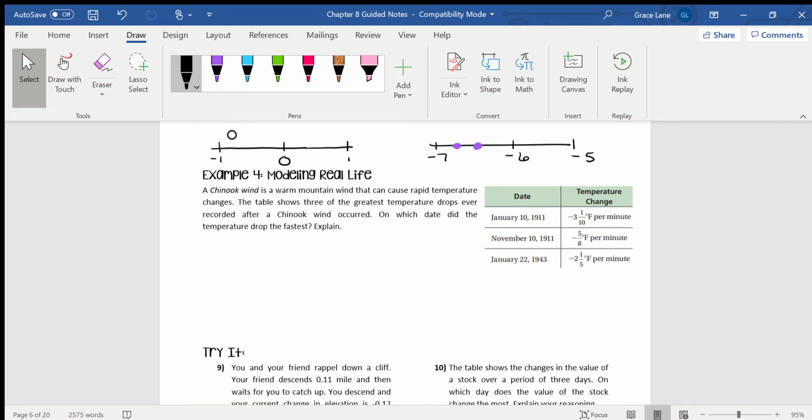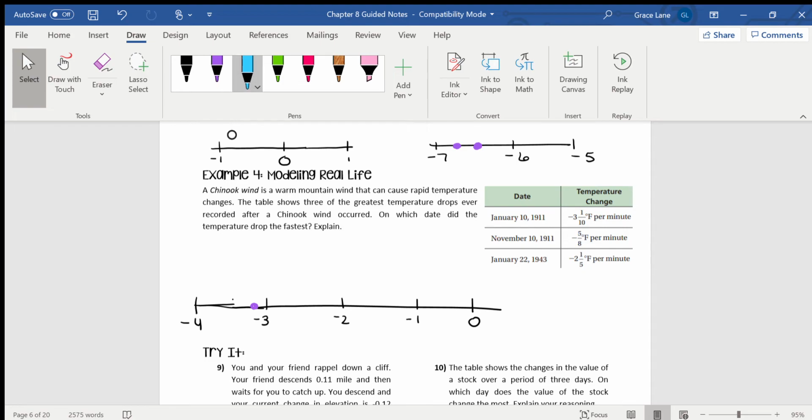And so if you think about this on a number line, they're all negative, so I'm going to put 0 here, negative 1, negative 2, negative 3, and I'll put negative 4. Okay, and then real quick, graph them. So negative 3 and 1/10. 3 and 1/10 is after 3, so it would be here-ish.